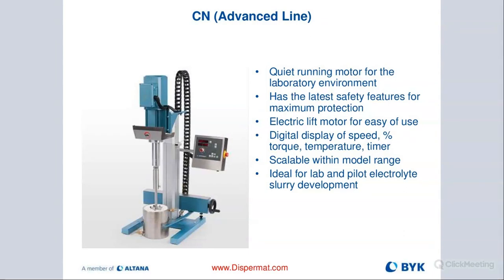Then we have the CN, which also will have a facelift later this year. Same principle, new control panel, also something that's really scalable. So we have these for small volume lab space, but then we can go up to really large, up to about 150 liters, which is already pilot scale within the same product family. So very versatile piece of equipment. Again, the full modularity giving you all the flexibility you need to do the dispersing and milling all in one piece of equipment.